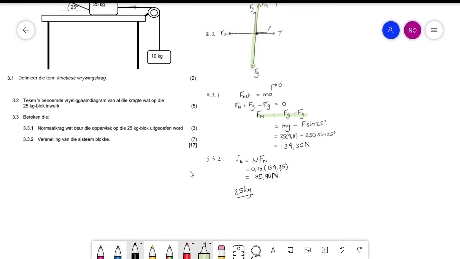I'm picking to the left as positive because that's the direction of motion.